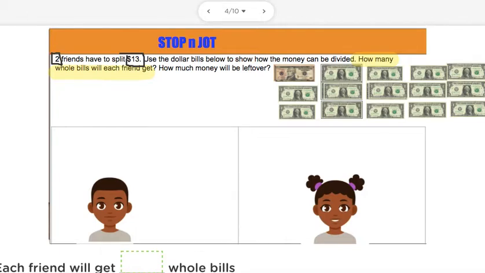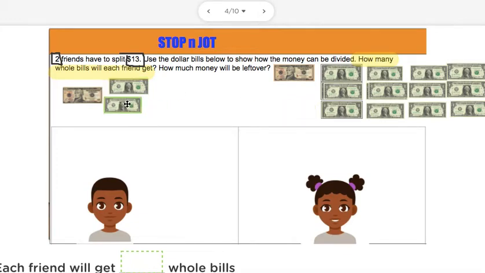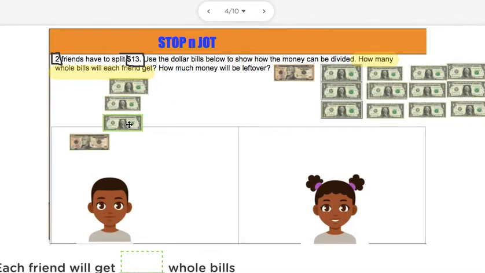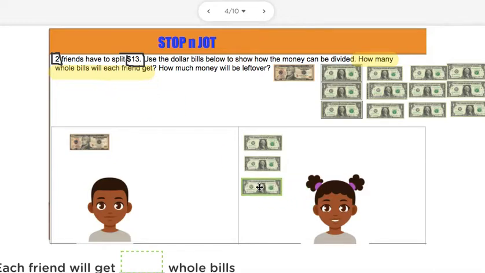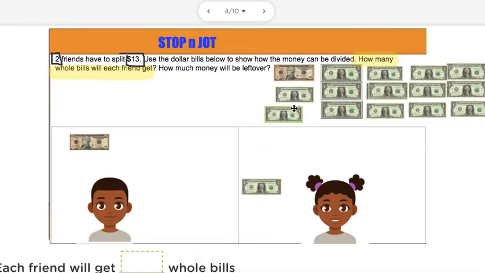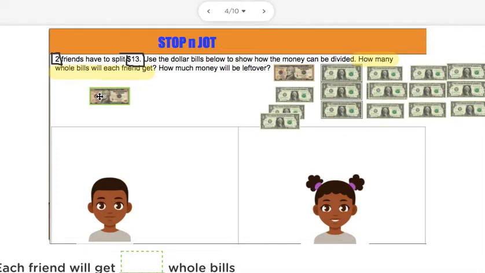So I know $13 is a $10 bill and three $1 bills. But can I split this the way it is right now? Can I give a friend a $10 bill and then give the other friend three $1 bills? Would that be fair? No, that wouldn't be fair at all. So what can we do to the $10 bill so that we're able to break it apart amongst our two friends?